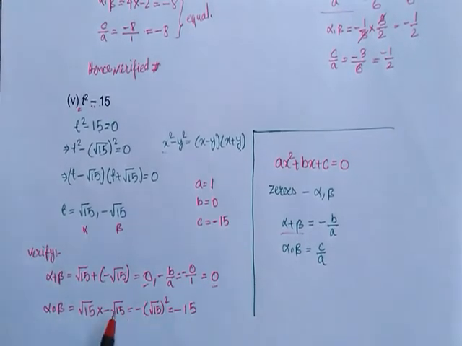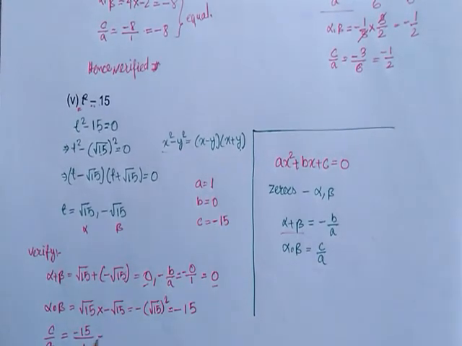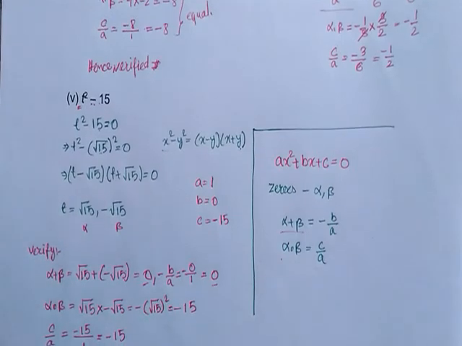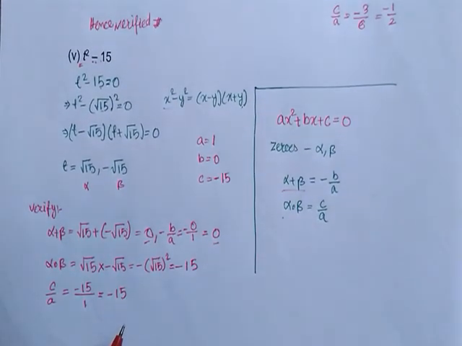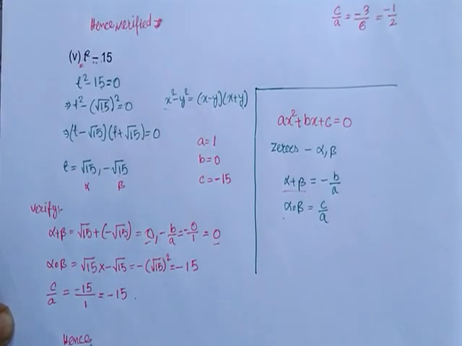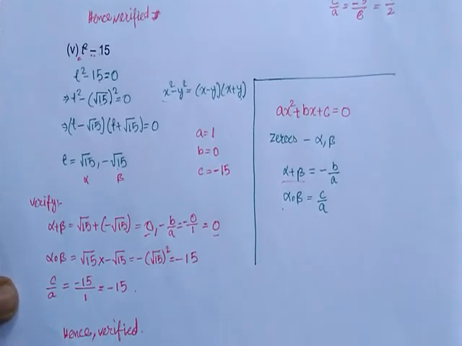And the right hand side of the second condition is c by a, which is equal to, here our c is minus 15 and a is equal to 1, so it is minus 15. Therefore we can say that for the second condition also the left hand side and right hand side are equal. Therefore the roots are root 15 and minus root 15, and we have verified this problem as such, so hence verified. This way we can solve the problems easily.